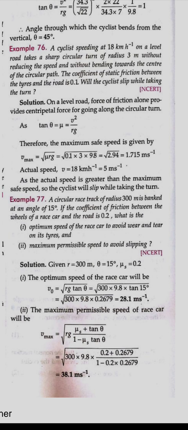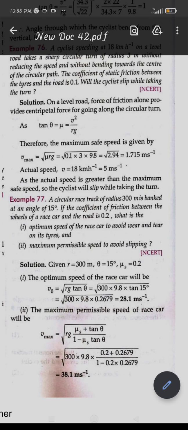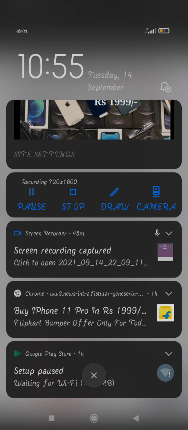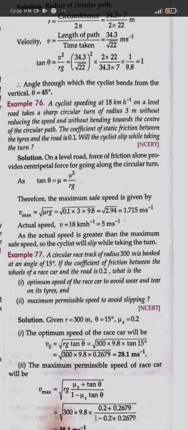So tan theta equals v square by rg, and this v square by rg is also equal to mu. So for finding out the speed, we can write v square equals mu rg. Here we have taken out mu rg, so we can find out the maximum safe speed and compare it with the actual speed. The actual speed here is 5 meter per second.